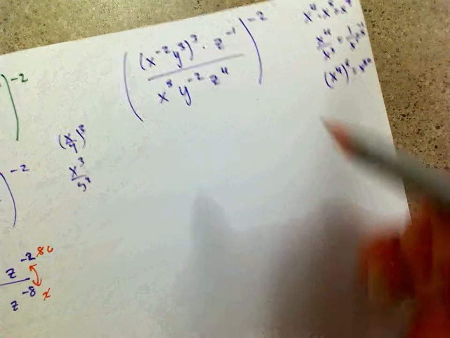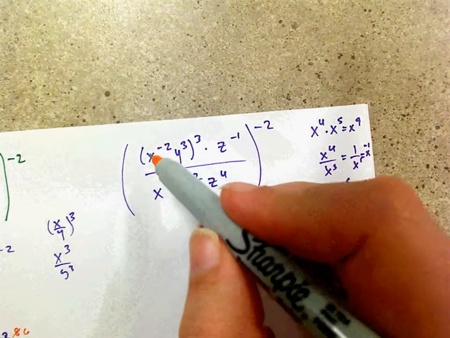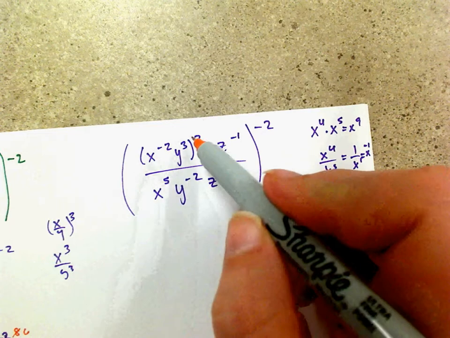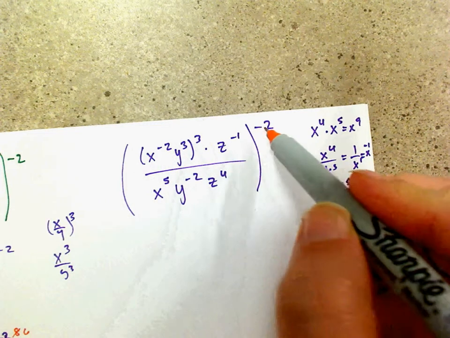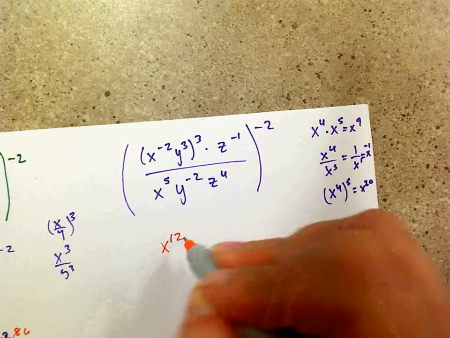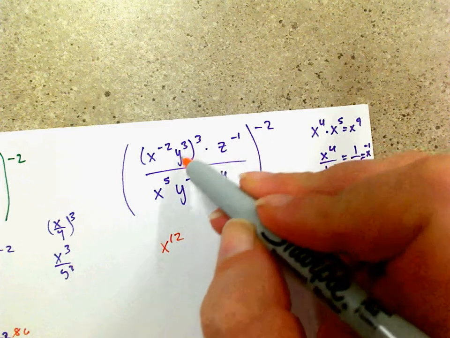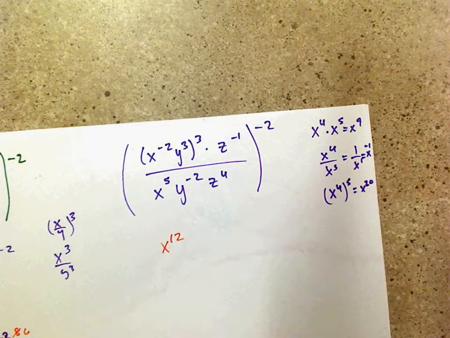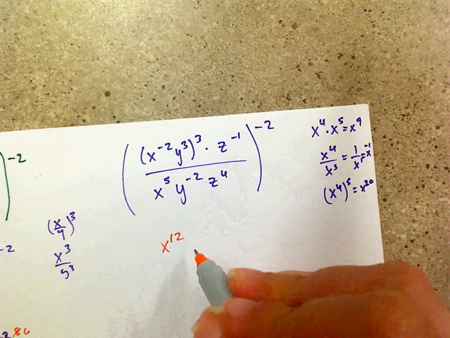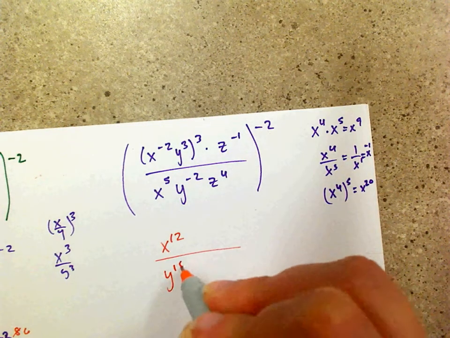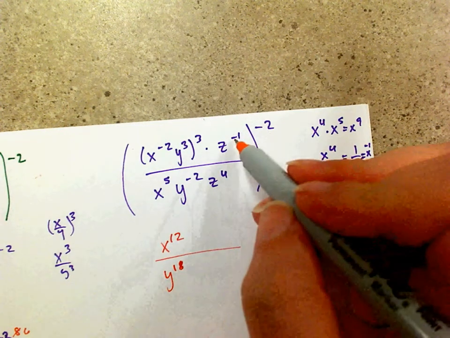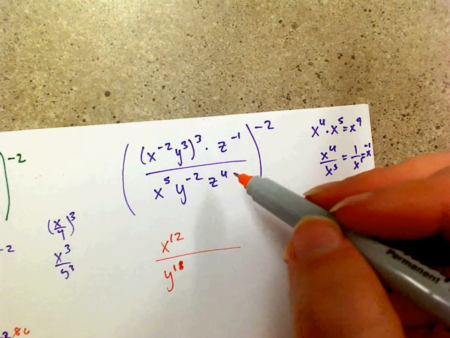If I've got x to the negative second to the third, that's x to the negative 6 times negative 2 is x to the 12th. Okay, y to the third is y to the ninth to the negative 2. So y to the ninth to the negative 2 is y to the negative 18th, which really just belongs in the bottom, y to the 18th. Z to the negative first to the negative second is just z to the second, and that belongs on top.